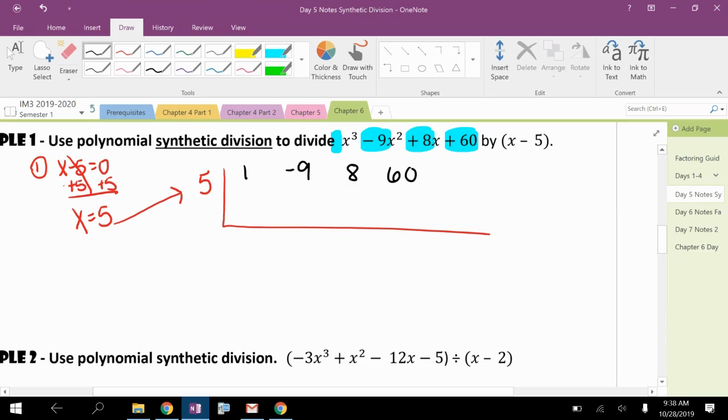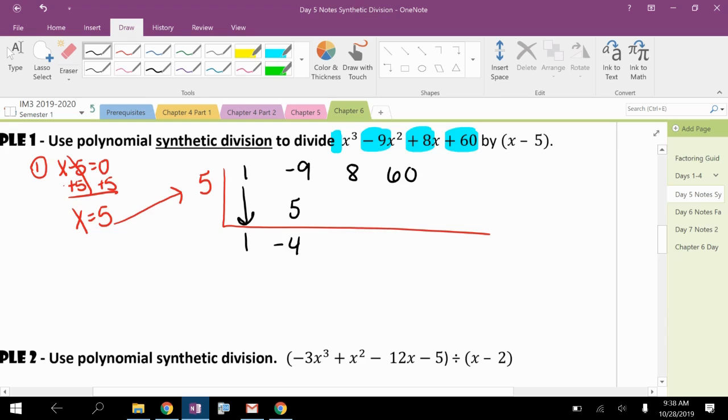Now, it's a very easy process. The very first thing that you do is you bring down the first number. You don't do anything with it. You just bring it down. When you are on the outside of this L, you do multiplication. When you're on the inside, you add. So 5 times 1 gets me what? What's 5 times 1? 5. Add down. -9 plus 5. Negative 4. Good. Again, when we're on the outside, we multiply.